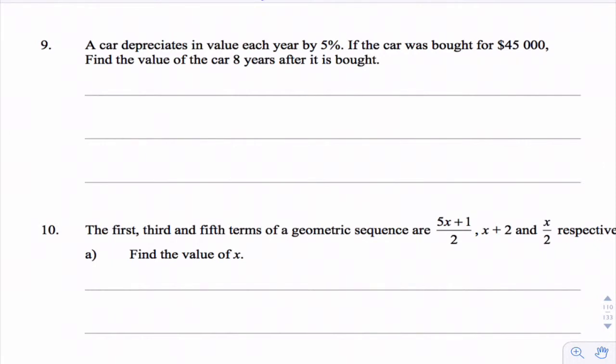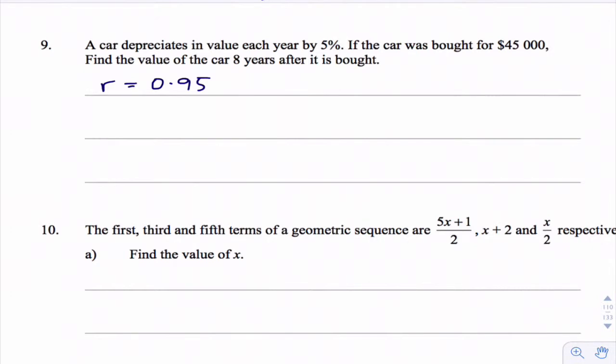In this one here we've got a car that's depreciating in value by 5% each year. Car's bought for $45,000 and we want to find the value of the car 8 years after it's bought. Okay, there's a little trick in this one. Firstly, we've got to get the value of R correct. So here, if we're going down by 5% each year, subtracting 5% off 100% leaves us with 95% of the original value. So in this case, this is a geometric progression with R is equal to 0.95.